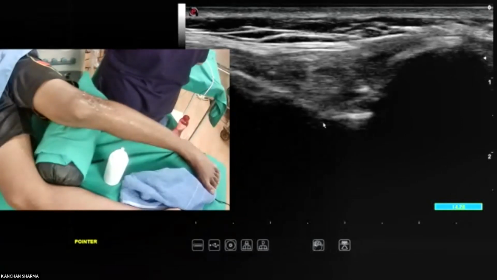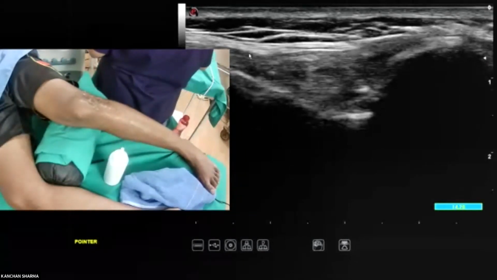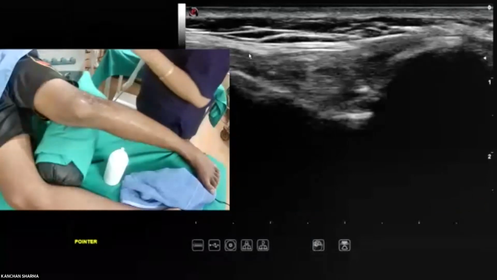And for one thing, if you still get confused between the femur and the tibia, you have your meniscus, but between your tibia and the fibula, you don't have a meniscus. So that is another way. This is the superior tibiofibular joint. And this hyperechoic thing which you are able to see here getting inserted on the fibula is your lateral collateral ligament, this one.